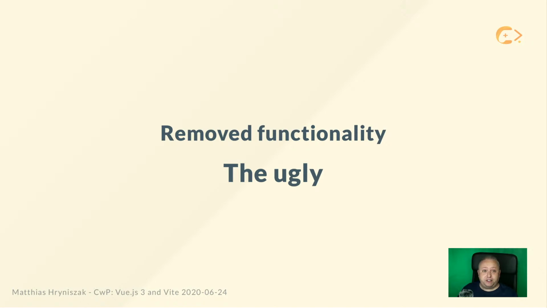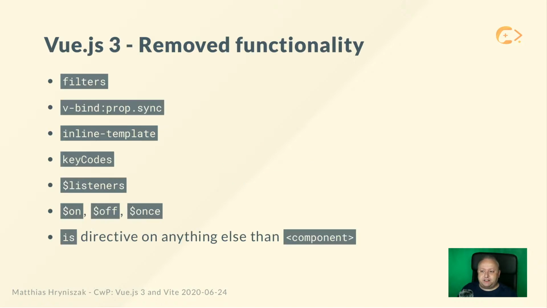So, removed functionality. That's what's ugly in Vue 3. We've been promised that Vue 3 is going to be backwards compatible, that the object syntax is going to stay pretty much the same. Unfortunately, not the case. Really not the case. There are some removals and some really hunky stuff that you're not going to like. So let's go through them.